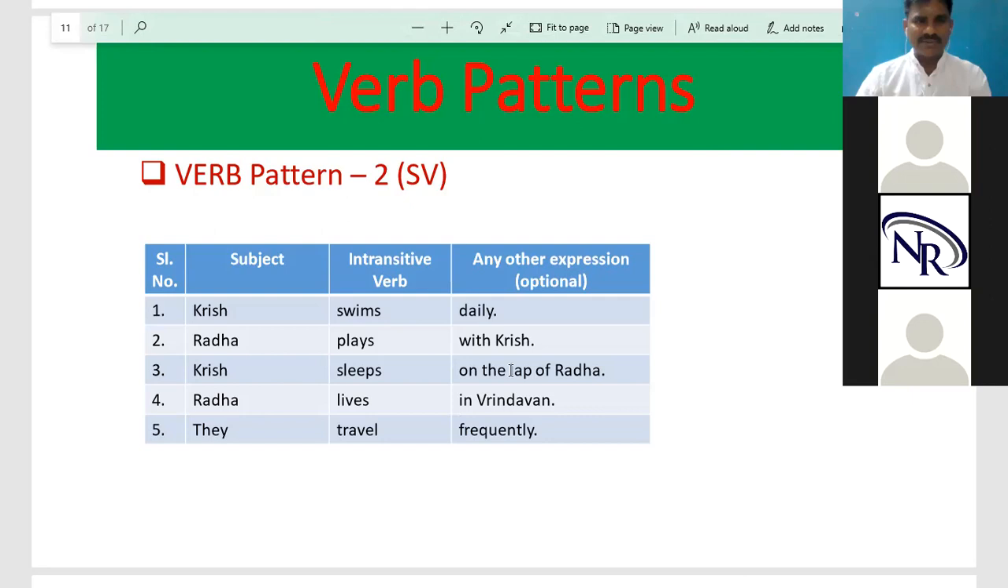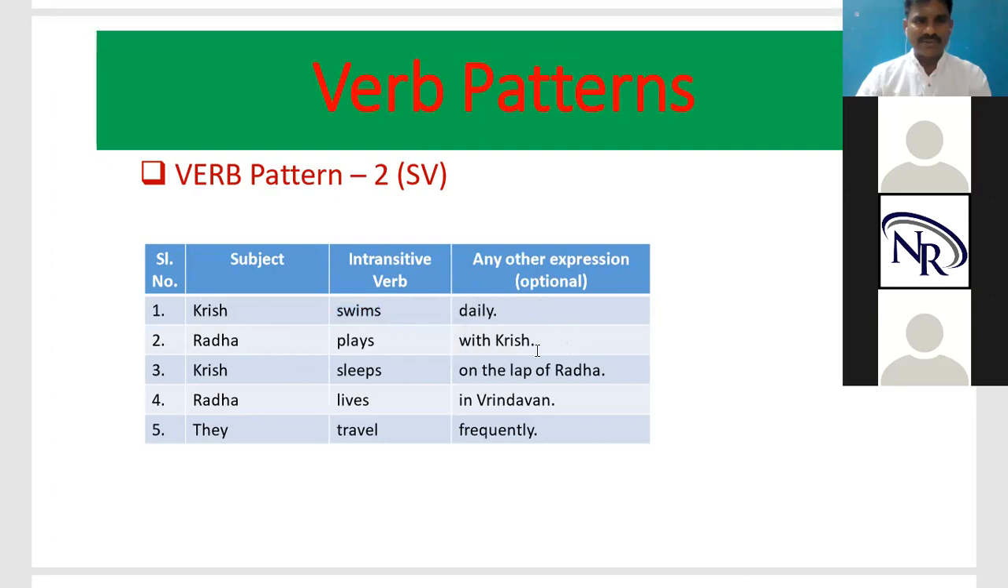Fish swims daily. Daily is another expression. Fish swims in the Yamuna. In the Yamuna, that is also another expression. Yes, swims is an intransitive verb. Fish swims.